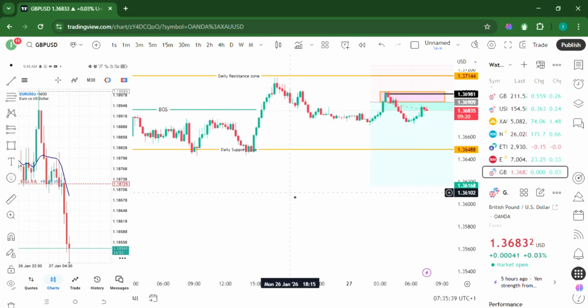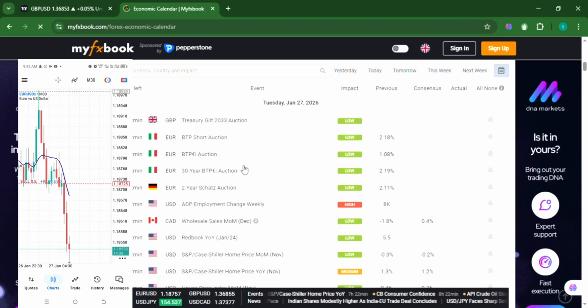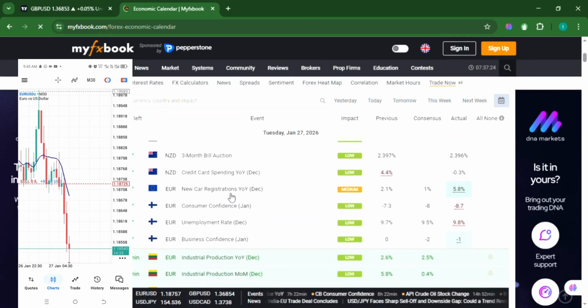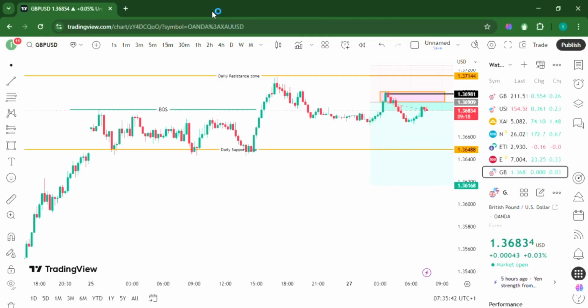The next thing we want to look at is news. So this is the news. Around 9 a.m., there will be Euro high impact news on unemployment rate. And I think that's all. GBP doesn't have any high impact news. So we are safe to take this trade, but we are going to watch and monitor and see how it goes before we can take the trade.